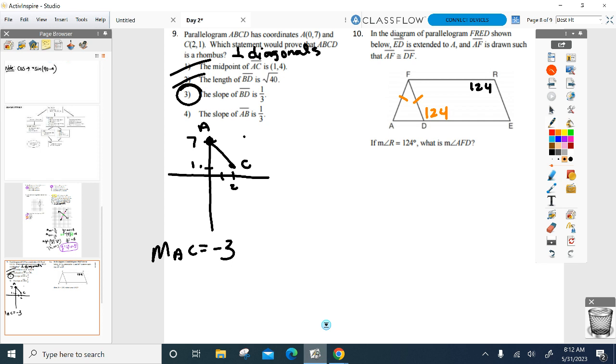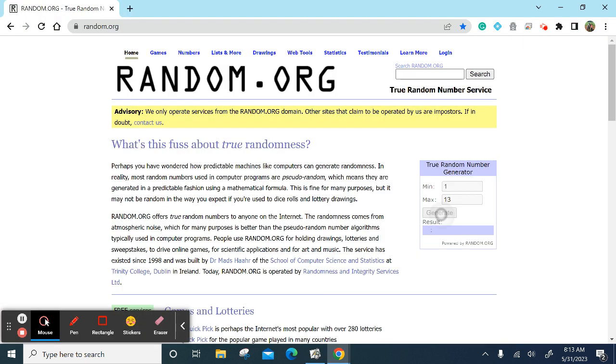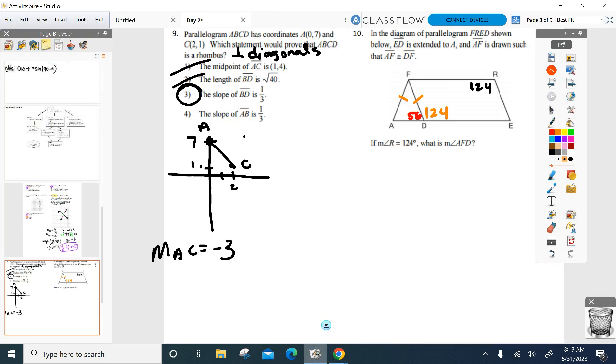ADF. Yep, 56. Those are linear pairs back in the day. They're supplementary. Keep using your geometry. That was great. We used the parallelogram property. We just used linear pairs. Now we're going to use something new from another unit. Another angle you're confident in.